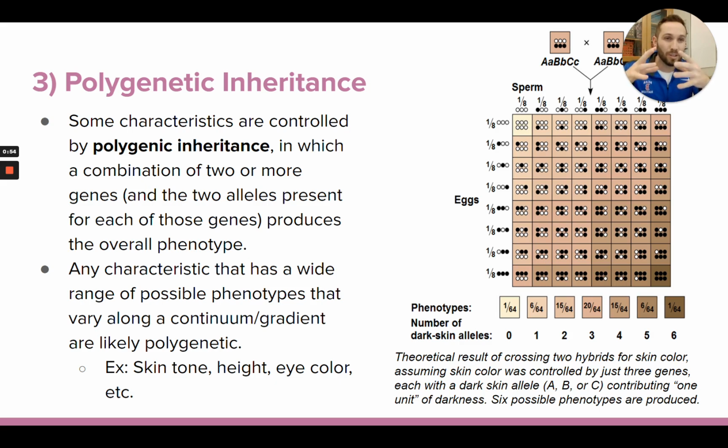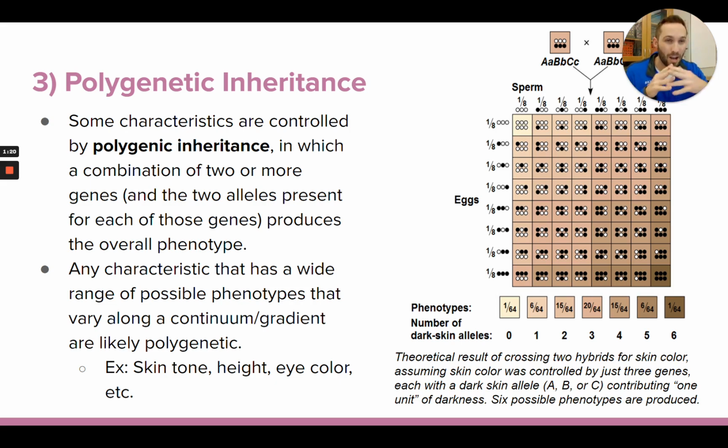So your phenotype is controlled not just by a single gene that has two alleles, but by multiple genes in your DNA, in your chromosomes, or on different chromosomes somewhere, that each have their own pair of alleles, and all of that information is used to control that one phenotype. And so this would be the way you would know if a trait or a characteristic is controlled by polygenetic inheritance.